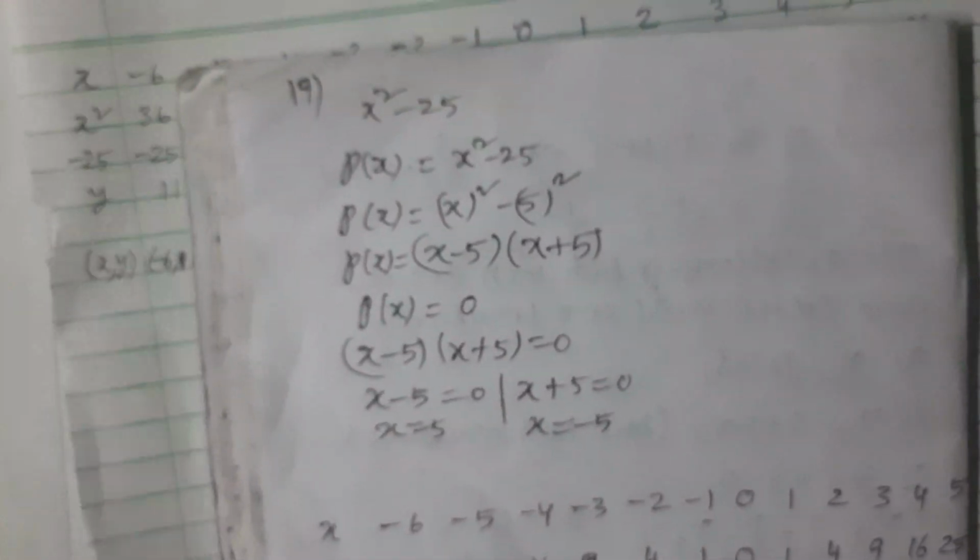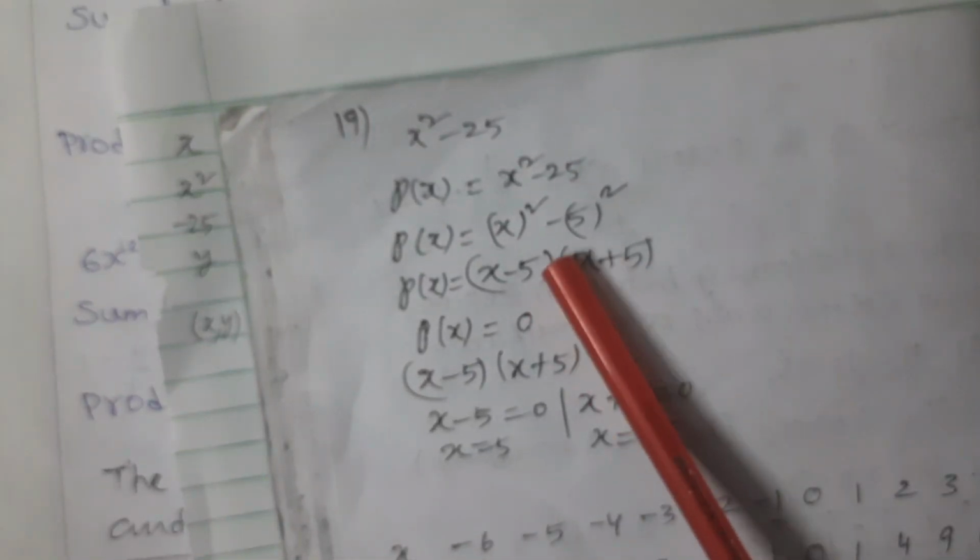So, the 19th question: x square minus 25. They are asking for the graph of x square minus 25. See, this is the question. x square minus 25 touches the x-axis. Find the points, hence find the zeros also. See, this is the given question.